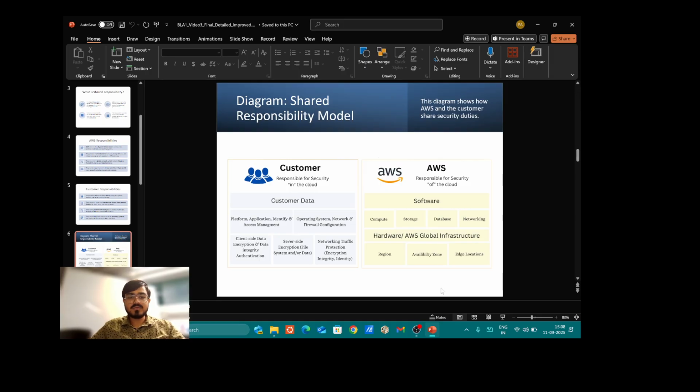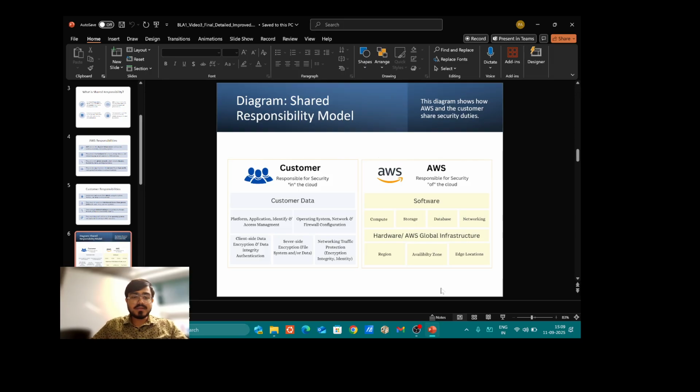For example, AWS owns the data centers, like big security buildings with servers. They make sure electricity, cooling, and guards are all in place. They protect the hardware like servers, storage devices, and networking equipment. They secure the global infrastructure like regions, availability zones, and edge locations. They also run the core software services like compute, storage, database, and networking in a safe way. Basically, AWS makes sure the foundation of the cloud is always safe, reliable, and available.